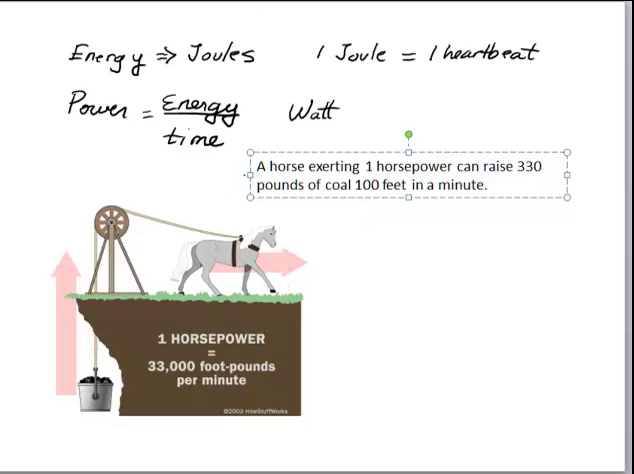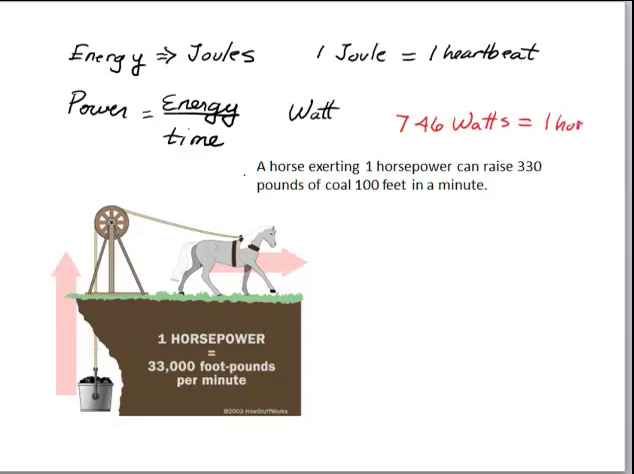We could say, in essence, that 746 watts is about 1 horsepower. And what's a horsepower? Well, you take a horse, you connect it up, and you lift 330 pounds of coal about 100 feet in 1 minute. That's considered to be 1 horsepower or 746 watts. And the other way to think of it is simply that 1 joule used in 1 second is equal to 1 watt.